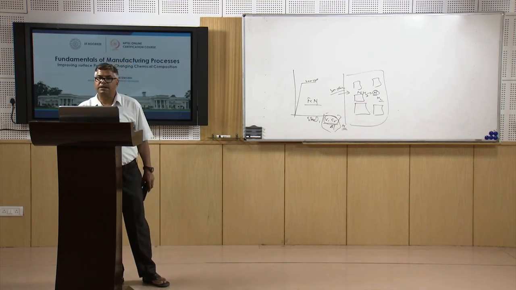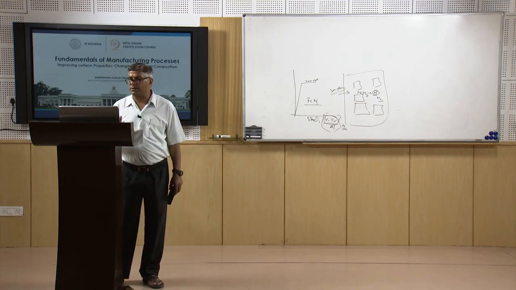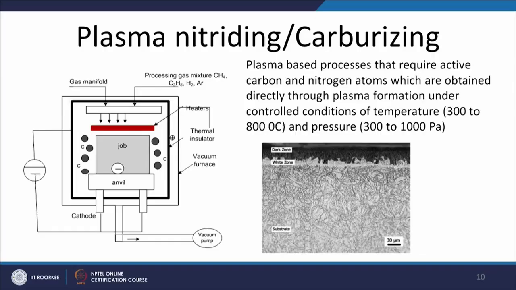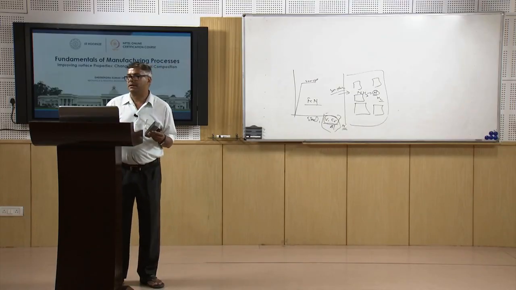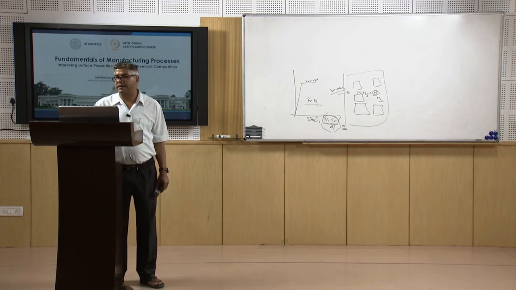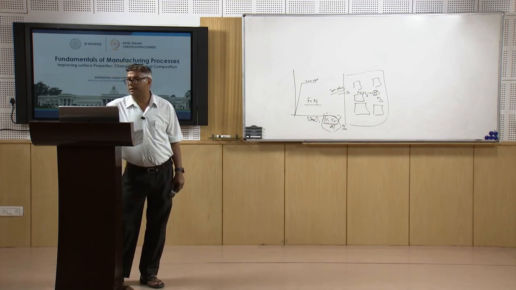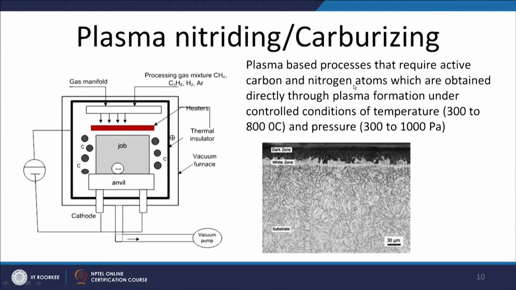Plasma nitriding and plasma assisted carburizing are another set of processes where, instead of the decomposition of the gases into the atomic state, constituents like active nitrogen and carbon are obtained directly through plasma formation. The plasma is formed using a suitable kind of gases so that we have the desired carbon and nitrogen in the environment, and this is achieved at quite low temperatures like 300 to 800 degree centigrade and under a pressure of 300 to 1000 Pa.